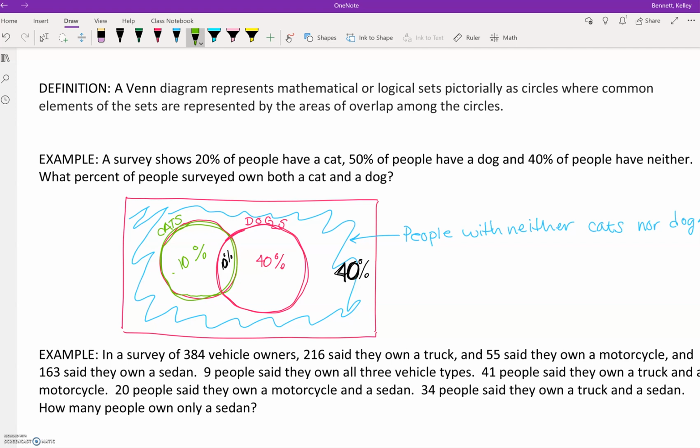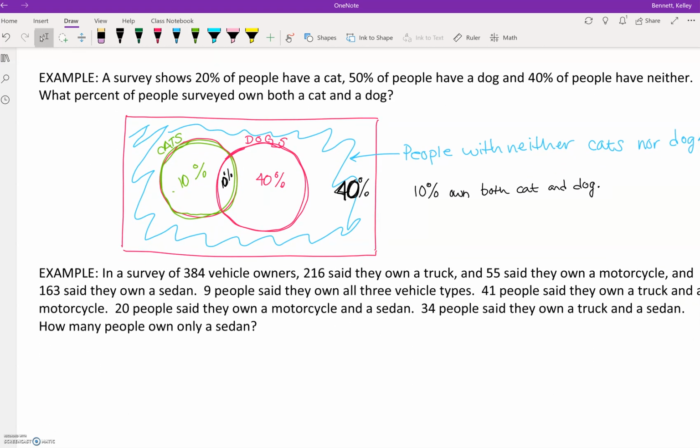So now that we have our Venn diagram set up, we can answer the question: what percent of people surveyed own both a cat and a dog? And so the answer is 10%. So 10% own both cat and dog. So that's how you can approach that question. You can think of it kind of like a puzzle. You put all the pieces together that you have, and then you make adjustments so that it all fits in.